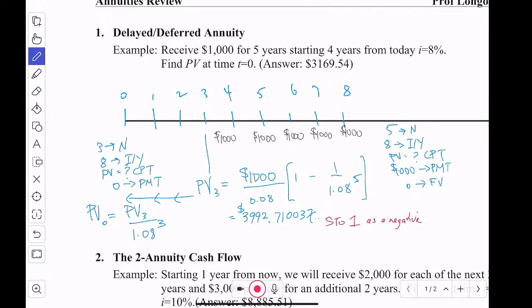But I have to recall. I'm going to erase this out of the way. I need to recall what I stored as the future value, because this is not only the present value of 3, but it's the future value of 3. And if it's any clearer, I can put that here. Or I can leave it as PV. They're the same thing.